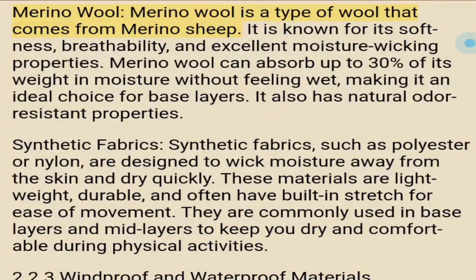Merino wool. Merino wool is a type of wool that comes from merino sheep. It is known for its softness, breathability, and excellent moisture-wicking properties. Merino wool can absorb up to 30% of its weight in moisture without feeling wet, making it an ideal choice for base layers. It also has natural odor-resistant properties.